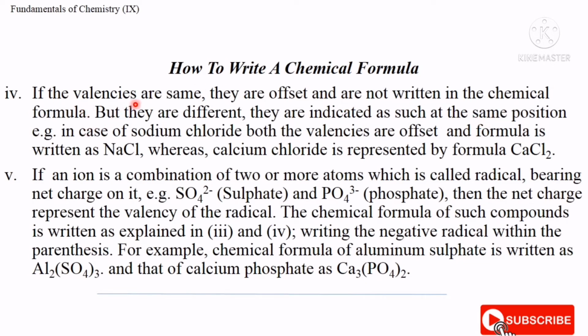Again listen, if the valencies are same, they are offset or equal and are not written in the chemical formula. But if they are different, they are indicated as such at the same position. For example, in case of sodium chloride, both the valencies are offset and the formula is written as NaCl, both having the valencies 1, 1. So it should not be written with the formula because of offset.